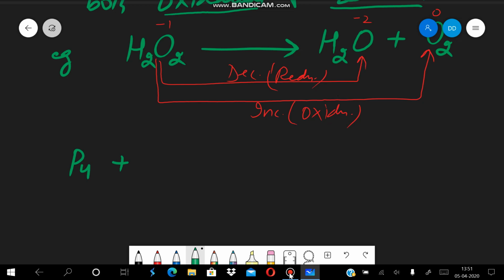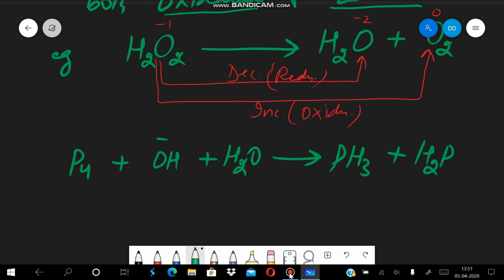When phosphorus is treated with a base, a solution containing OH negative ions, the products formed are PH3, that is phosphine, and H2PO2 negative, that is hypophosphite ion.